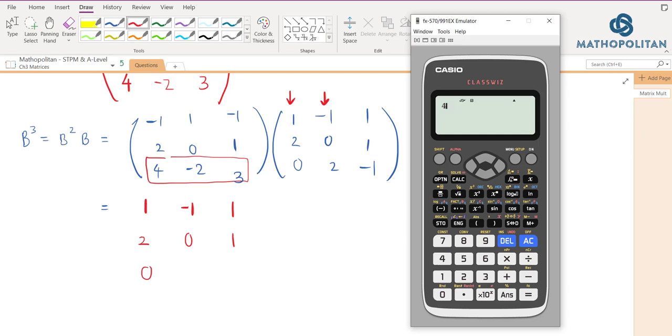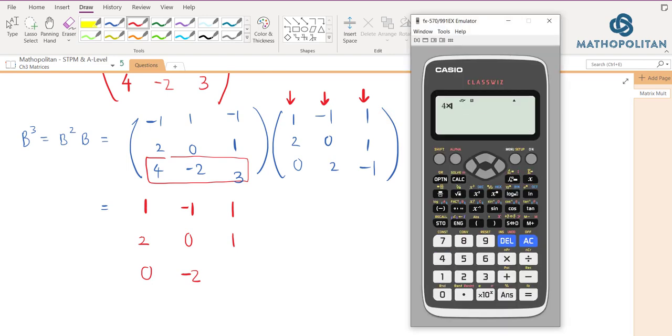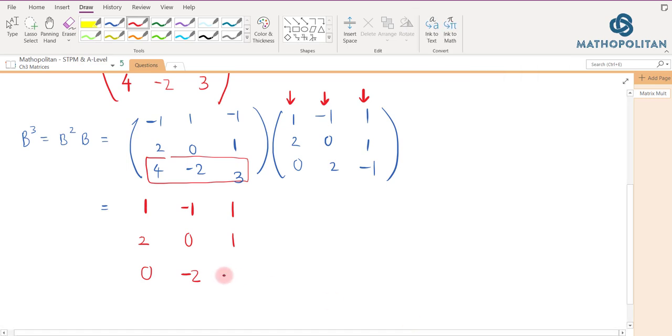And then second column. So that's 4 times negative 1 plus negative 2 times 2 plus 3 times 2. So we get negative 2. And finally, for the last column, we have 4 times 1 plus negative 2 times 1, and then plus 3 times negative 1. So we get negative 1.